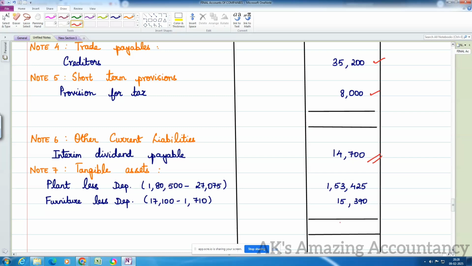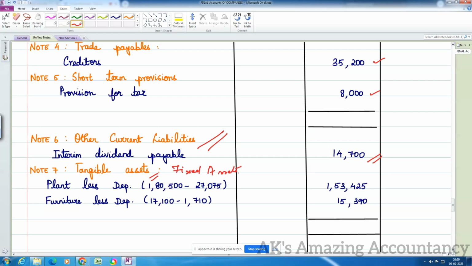Now we have note 7, which is for tangible assets. Actually, this tangible assets will come under non-current assets in the balance sheet. So under the heading non-current assets, this tangible assets will come. So you should know that till this note 6, all these are notes relating to liabilities. From note 7 only, the notes relating to assets will start. Okay. So tangible asset is nothing but fixed asset. In other words, we will term this as fixed assets.